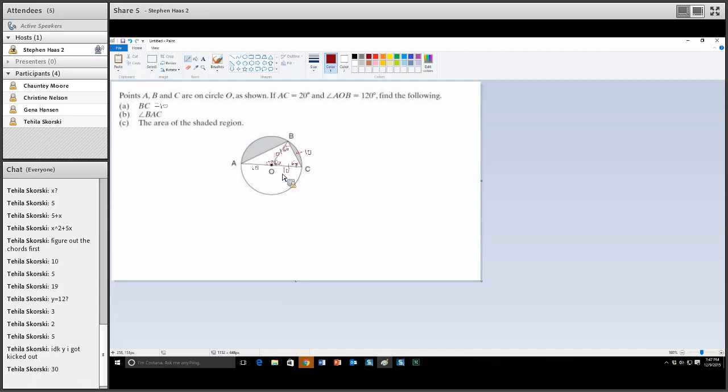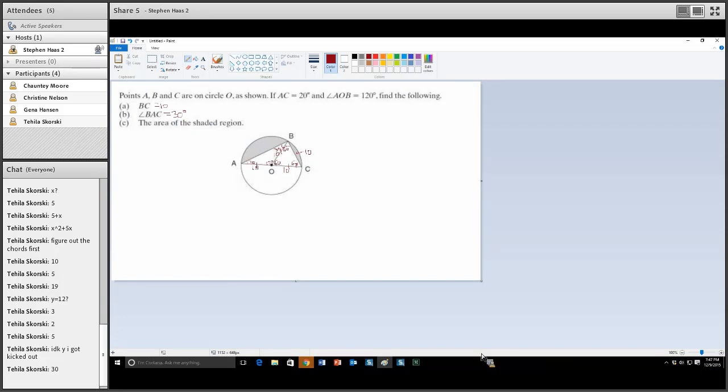30, that's right. Because BOA, this triangle here, is actually an isosceles triangle because OB and OA are equal to each other. They're 10, so their base angles have to be equal as well. Since this is 120, there's 60 left over for these two, which means this is 30 degrees and this is 30 degrees. Okay, that's the easy part. Now we get to the area of the shaded region.